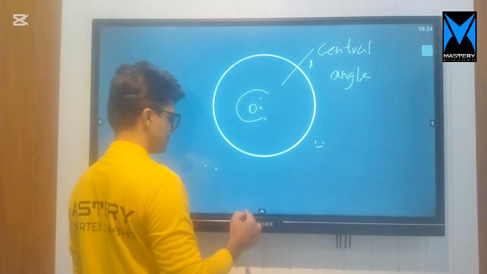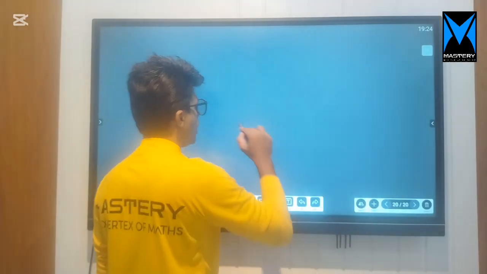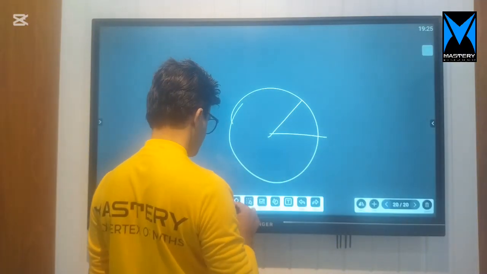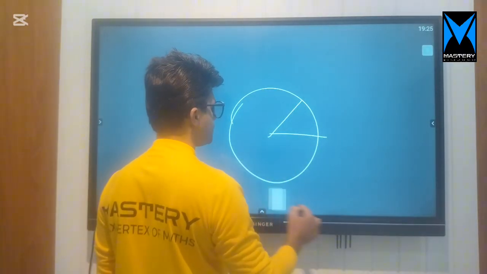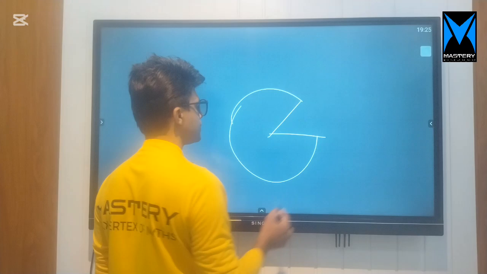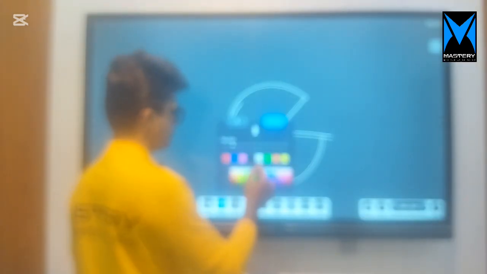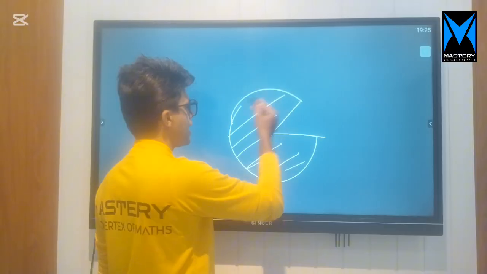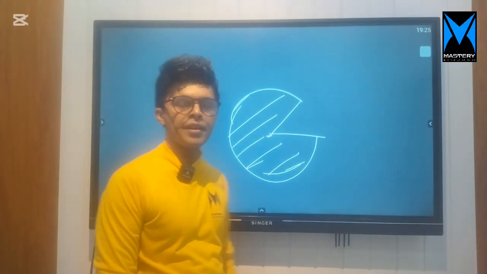Then when it comes to the circle, when you remove this part, here is a sector. This part is also a sector. Two radii and an arc bound it.